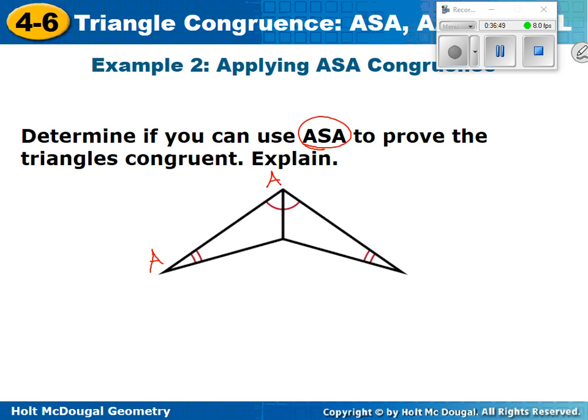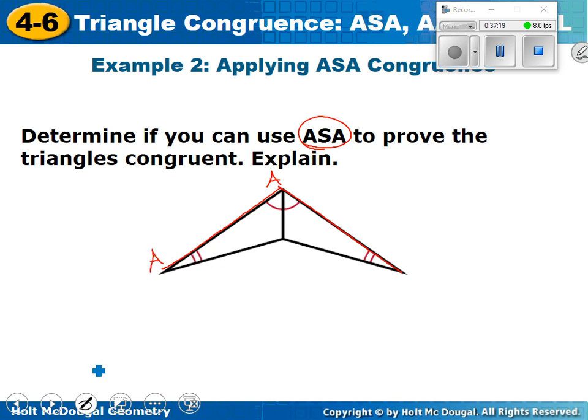Reflexive says they have to be the exact same side. Is this side the exact same side as this side? Okay, same side means that they land right on top of each other. So does this line land on top of this line? No. So they are not the same side. What is the piece that's the same side? Okay. What side is the same side? The line in the middle.